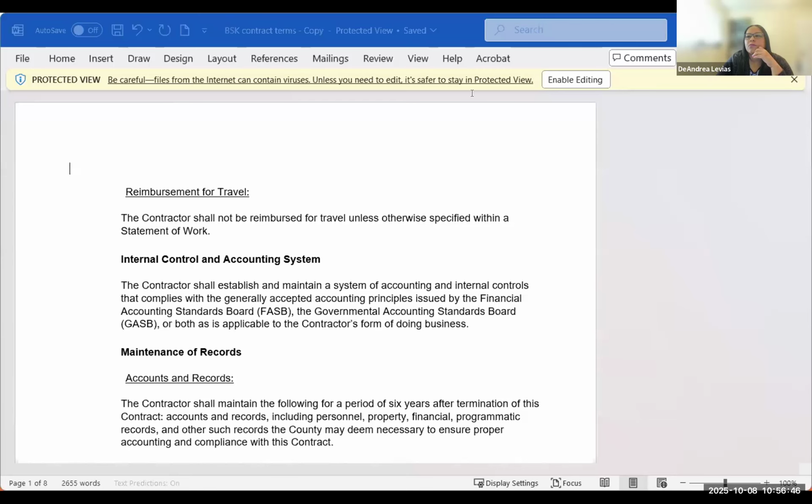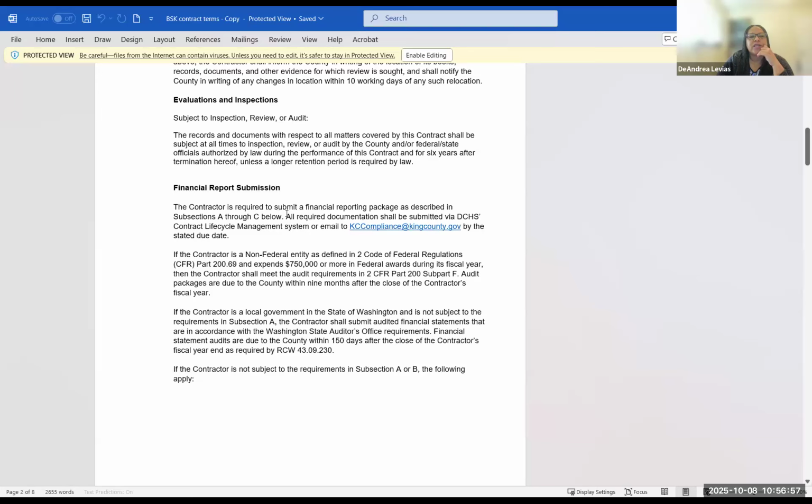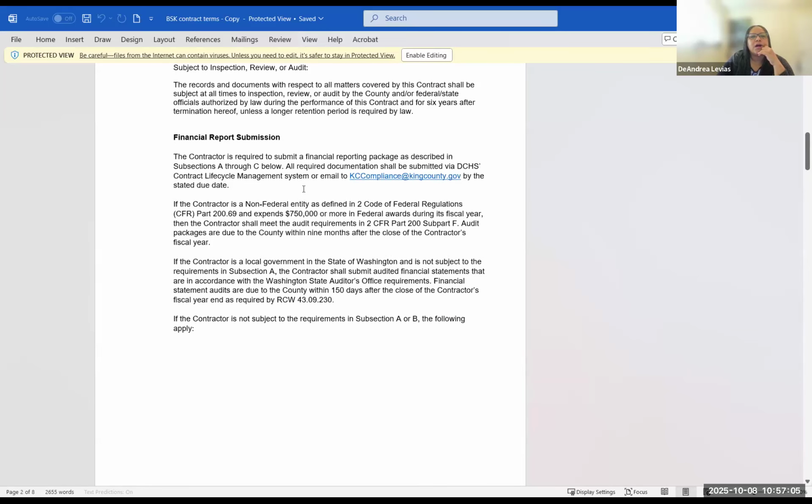Where is that? So this financial report submission, the contractor is required to submit... Oh, actually, I don't think this is the one because it doesn't... Oh, it does. It says the contractor is required to submit a financial reporting package as described in sections A through C. All required documents shall be submitted via the DCHS contract lifecycle management system.